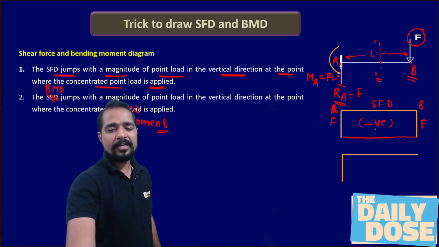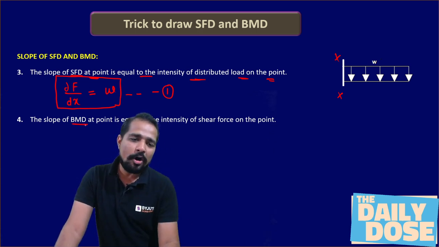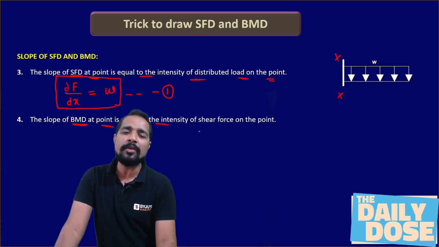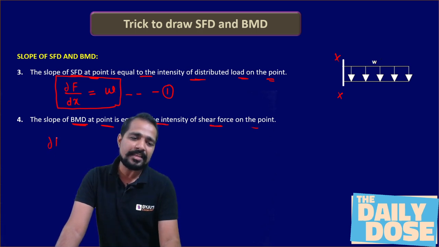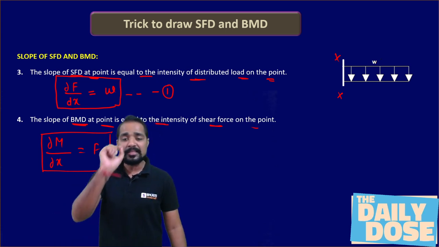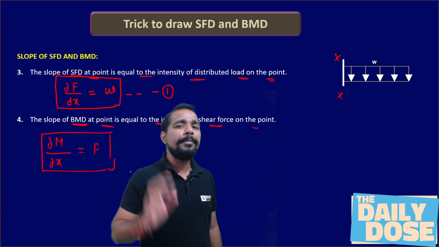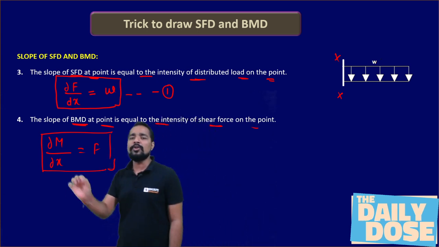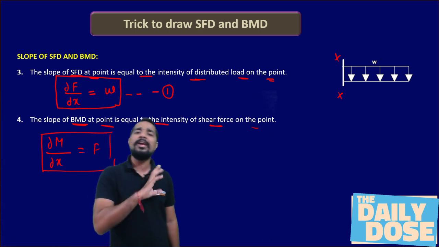Similarly, in the same case, if I want to know the slope of the BMD at any point, it will be equal to the intensity of the shear force at that point. It means if you want to check the slope of the bending moment diagram, then it will be equal to the shear force at any given point, my dear. If the shear force over the length of the body is constant, the slope of the BMD will be constant. Shear force is 0, slope of BMD will be 0. Shear force is maximum, slope of BMD will be maximum.